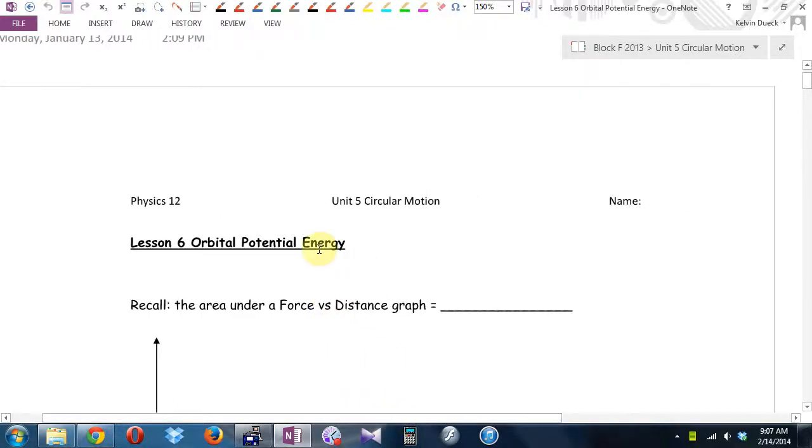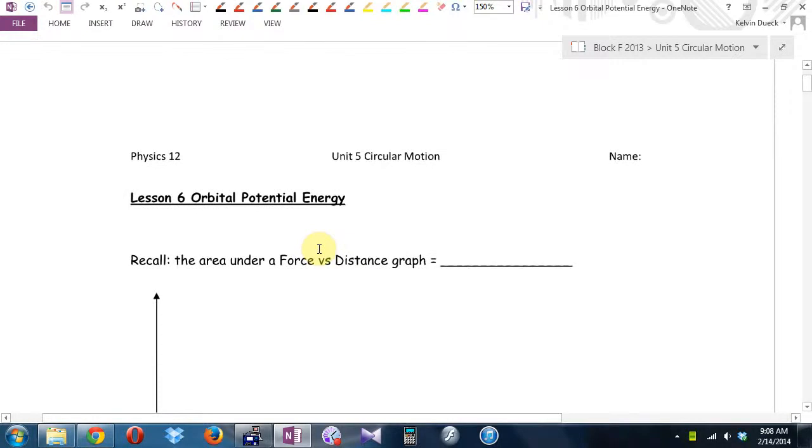So, orbital potential energy. We've just looked at how to put stuff in orbit, and what I've said is the reason it's so expensive is you've got to, first of all, get it high. That energy comes from the rocket fuel. And then you've got to give it kinetic energy. That energy comes from the rocket fuel. Hey, how much energy is that?